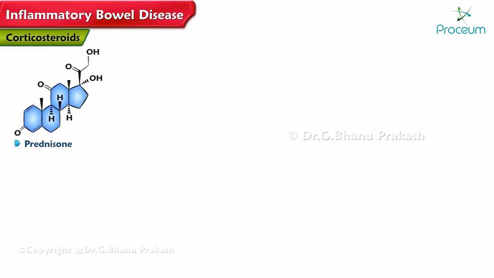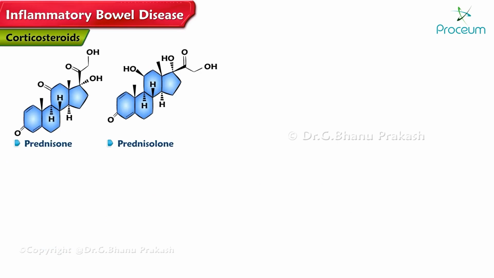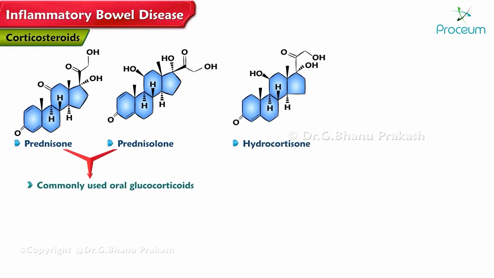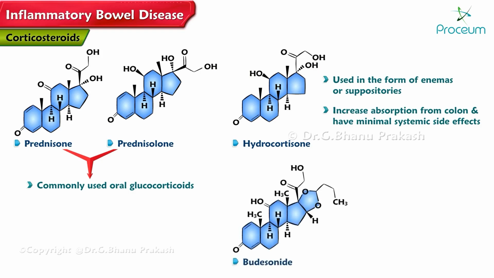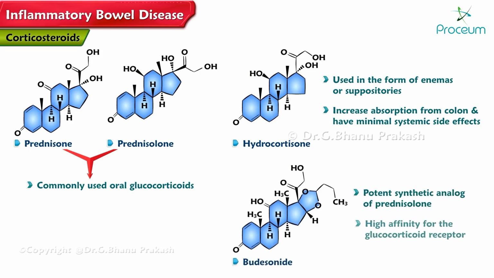Corticosteroids. Prednisone and prednisolone are among commonly used oral glucocorticoids, while hydrocortisone is used in the form of enemas or suppositories as they increase absorption from the colon and have minimal systemic side effects. Budesonide can also be used as it is a potent synthetic analog of prednisolone, as it has high affinity for the glucocorticoid receptor.